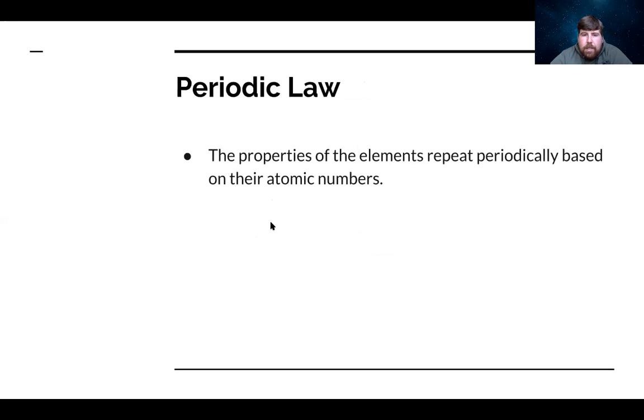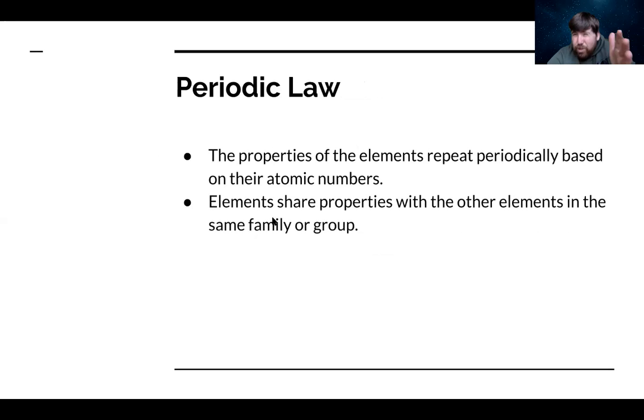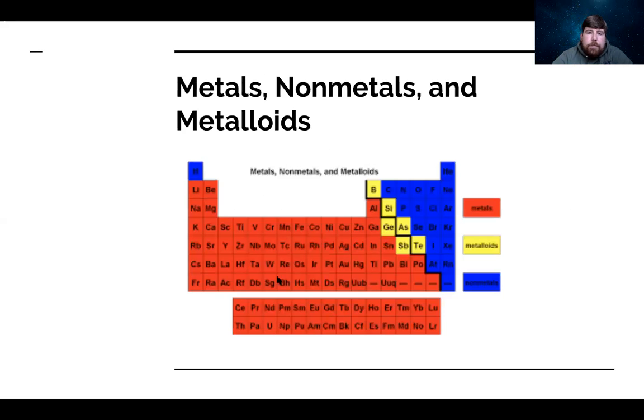So periodic law says this: the properties of the elements repeat periodically based on their atomic numbers. And periodically means repetition or order. So as far as what you should take away from this is that elements in the same group have similar chemical properties. Carbon, silicon, germanium, and tin have similar chemical properties. Nitrogen, phosphorus, arsenic, and antimony have similar chemical properties. And all I did there was just list elements that were in the same group or family.